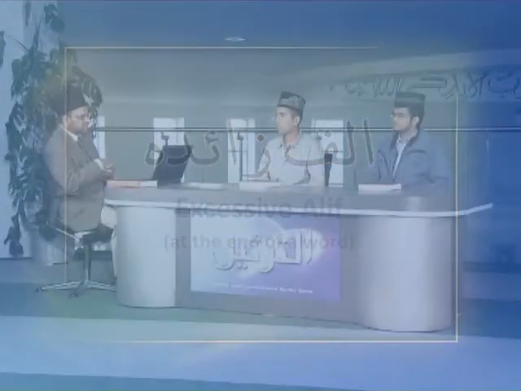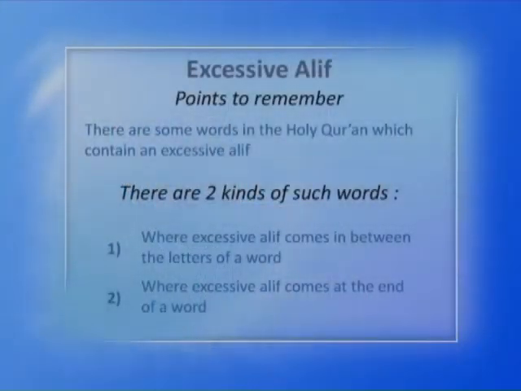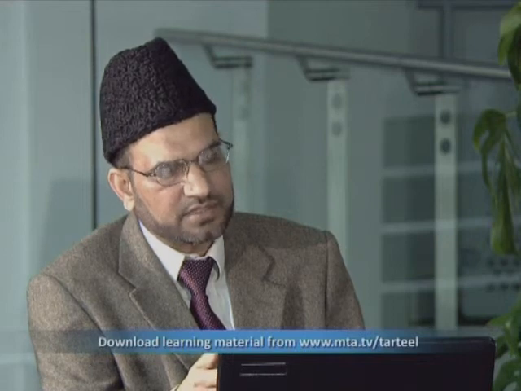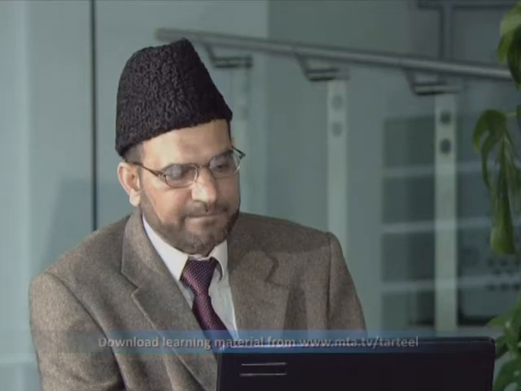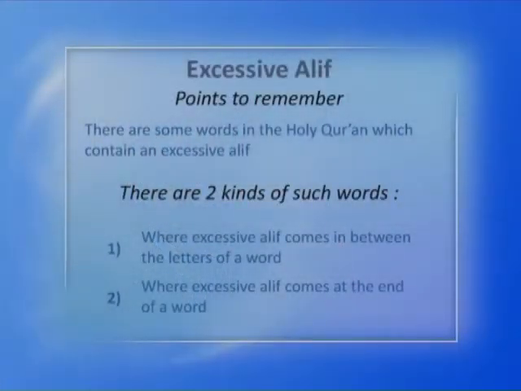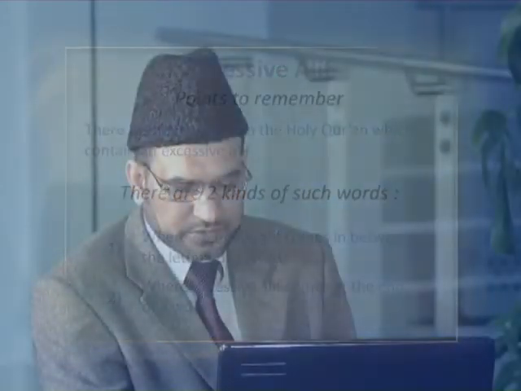Now again, just a recap, points to remember. There are some words in the Holy Quran which contain an excessive alif. And there are two types of such words. Type 1, where excessive alif comes in between the letters of a word. For example, afain. We made practice last lesson. And type 2, where an excessive alif comes at the end of a word. For example, thamuda, you know, alif, and it is pronounced thamud.